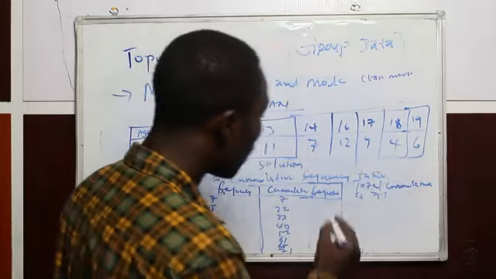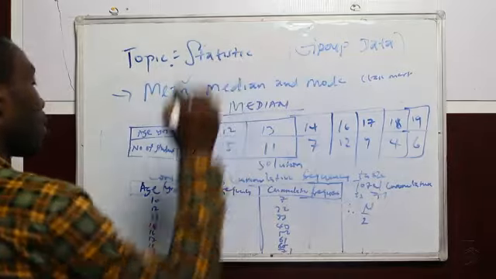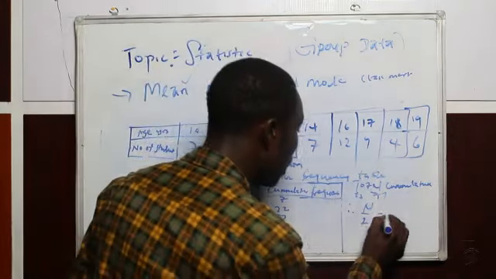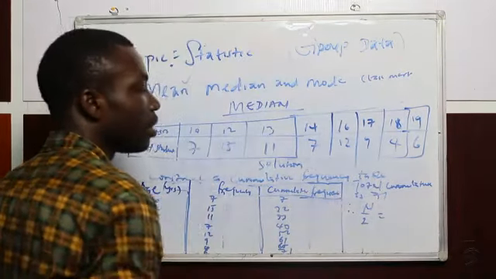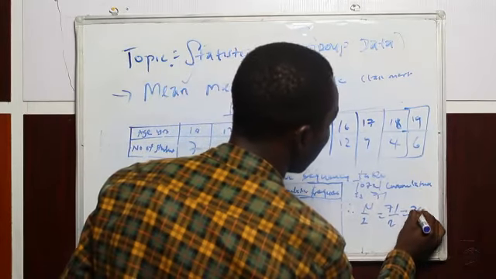How do we know the middle number? It's given by n over 2. Remember when we were plotting our ogive, that's what we did to find our 50th percentile, which is n over 2. So 71 divided by 2 gives us 36.